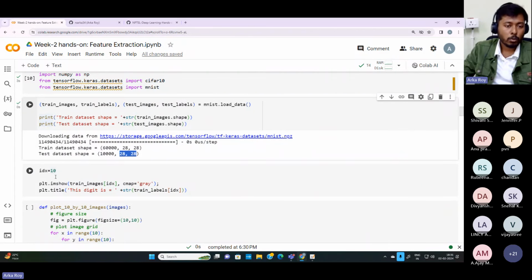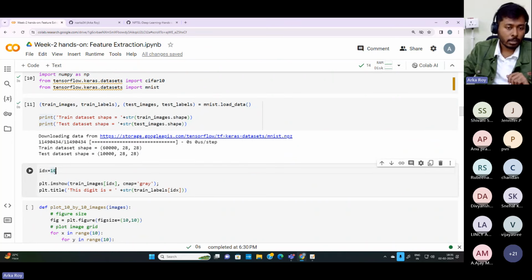Now I want to show you, for example, the 10th image in the training dataset. So because this is an image, I am writing the imshow function, plt.imshow.